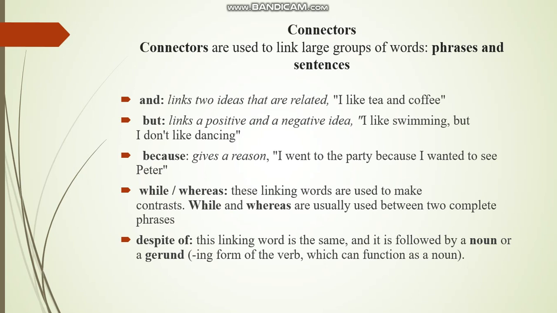The next word, because, gives a reason. For example, I went to the party because I wanted to see Peter. The next connectors, while or whereas. These linking words are used to make contrasts. For example, while and whereas are usually used between two complete phrases. The next, despite. This linking word is the same and it's followed by a noun or a gerund. It means using the ing form of the verb which can function as a noun.